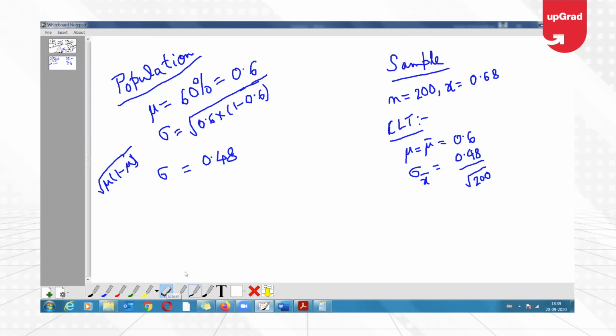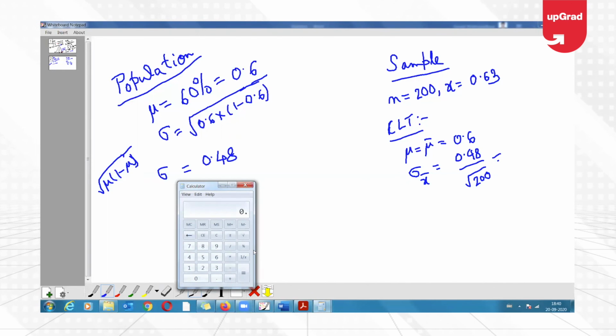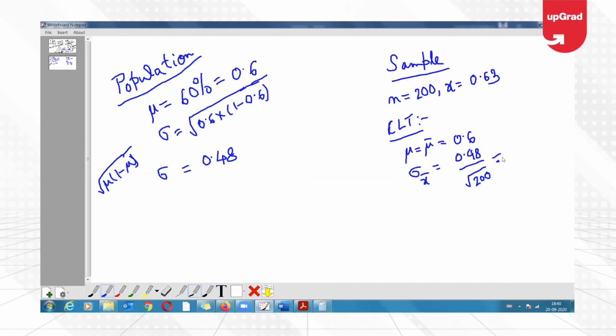Actually, let's try to make the problem a bit interesting. Suppose this is not 68%, say this is 63%. That will make the problem a bit interesting. So 0.48, first let's take the square root of 200, 14.14. So 0.48 divided by 14.14 is 0.03. Okay. So according to the Central Limit Theorem, we find this as 0.03.